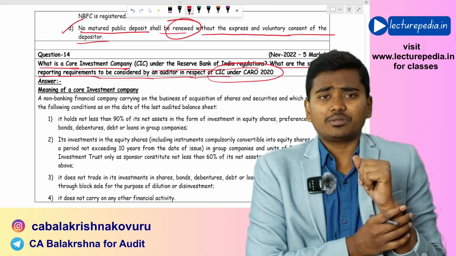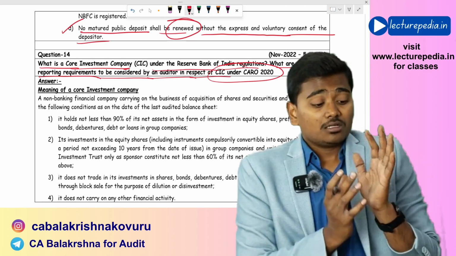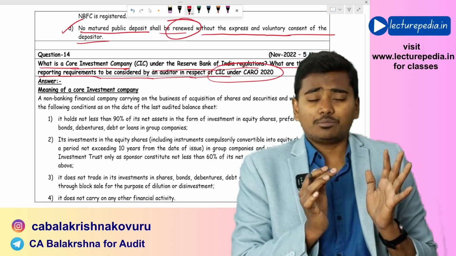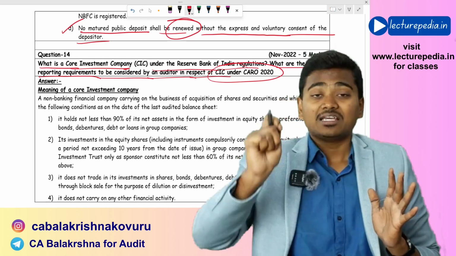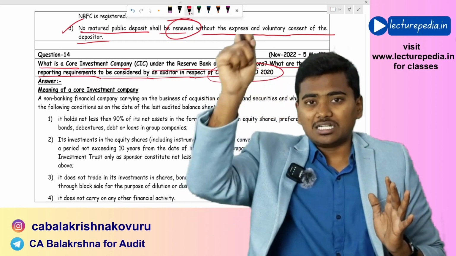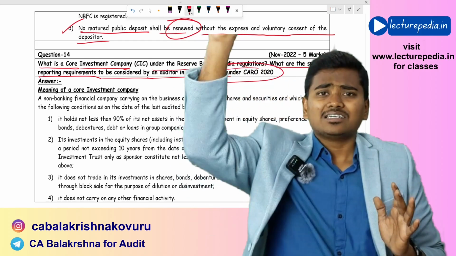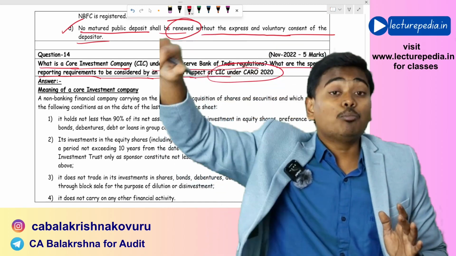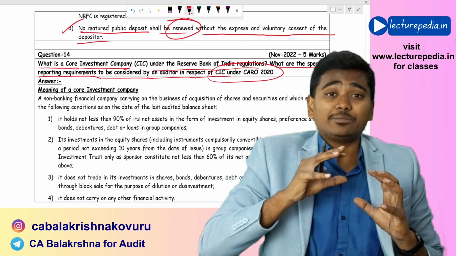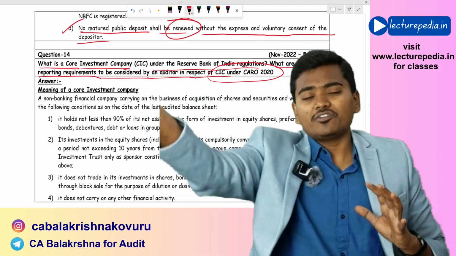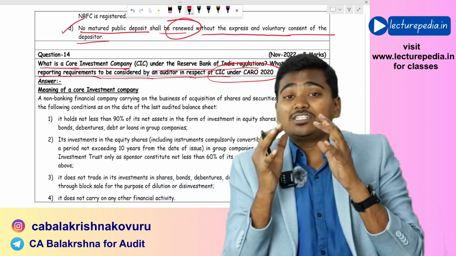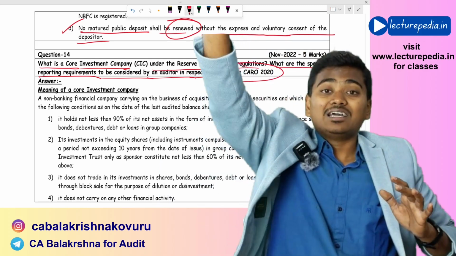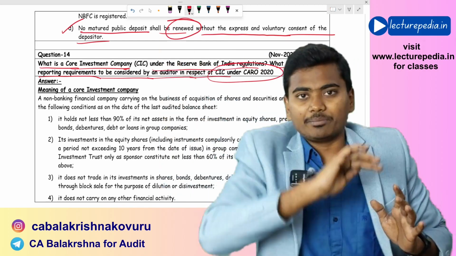Basically, a core investment company is a company where 90% of the total assets will be in the form of investments in equity, debentures, or any other securities or bonds. Okay, 90% of its total assets will be in the form of investments, and also, 60% of its total assets must be investment in the equity of its group companies.